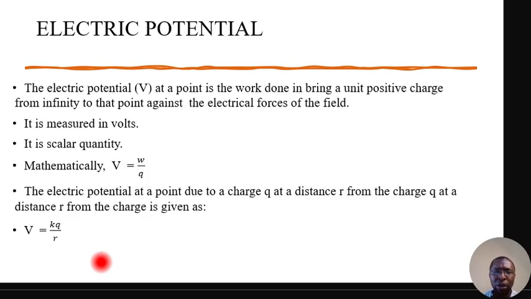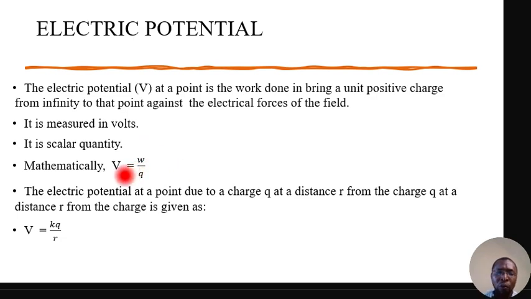Aside from this terminology, another thing you need to know in electric field is called the electric potential. The electric potential at a point is the work done in bringing a unit positive charge from infinity to that point against the electrical force of the field. So the work done in taking a positive charge from infinity to another point against the electrical force of the field is called the electric potential of that charge. It is measured in joules, and it is a scalar quantity.